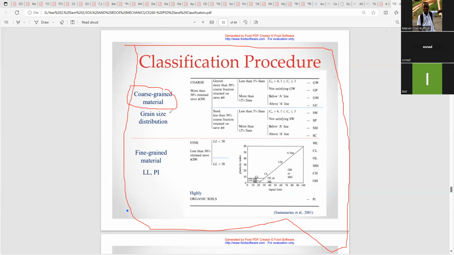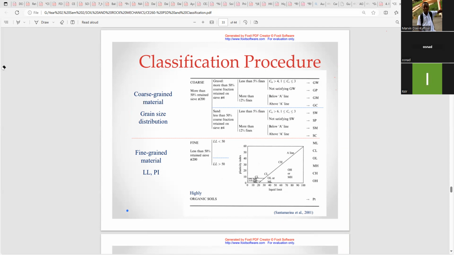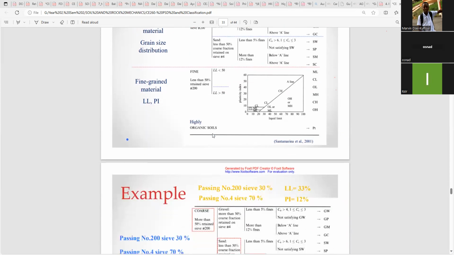We have grain size distribution. We have fine-grained material. Then when you get into it, you can see in the first column, we have coarse. The second column, we have gravel, and so on and so forth. You see, under the coarse, we have more than 50% retained sieve number 200. We are going to explain that, so you get the understanding. Okay.